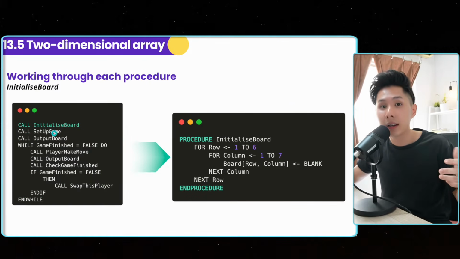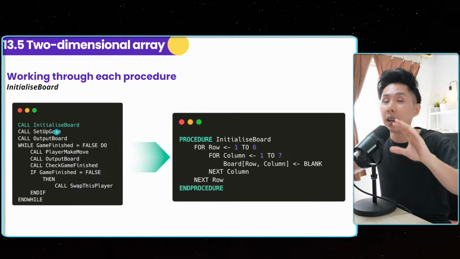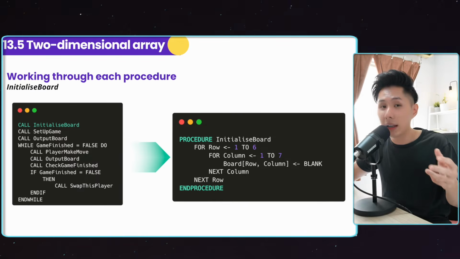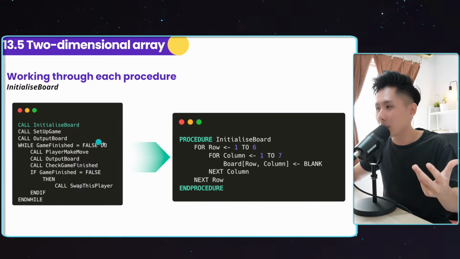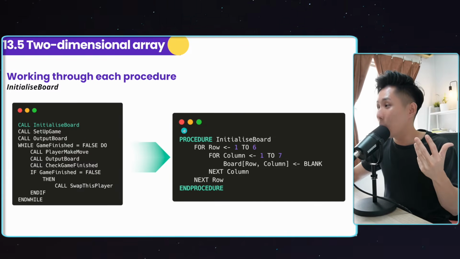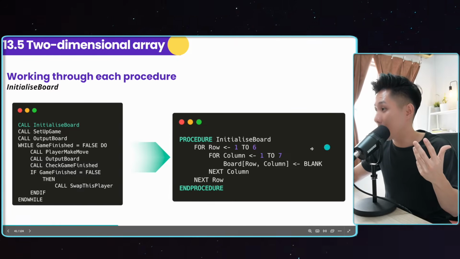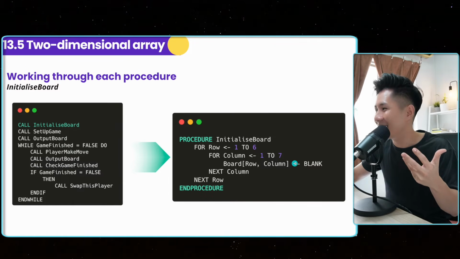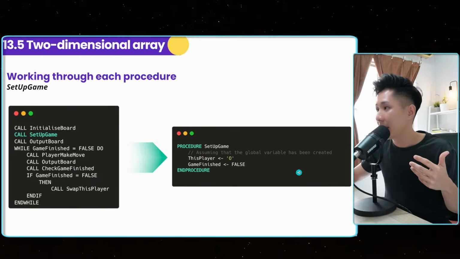Call initialize board. So to start off the game, you need to create the 2D array to store the token, whether it's O or X. So as mentioned, this is how you create a blank board. You use a nested for loop, row, column, and you just put nothing into the 2D array.